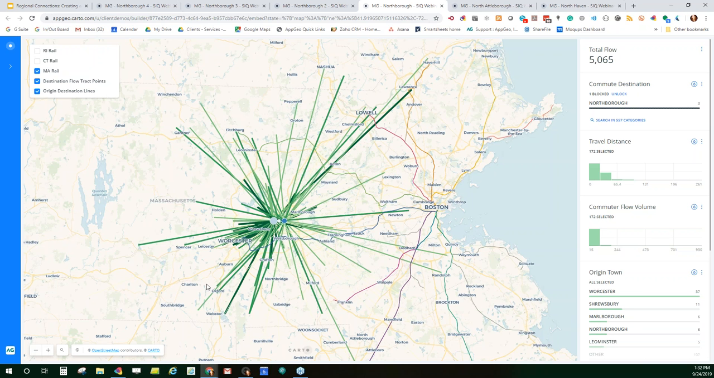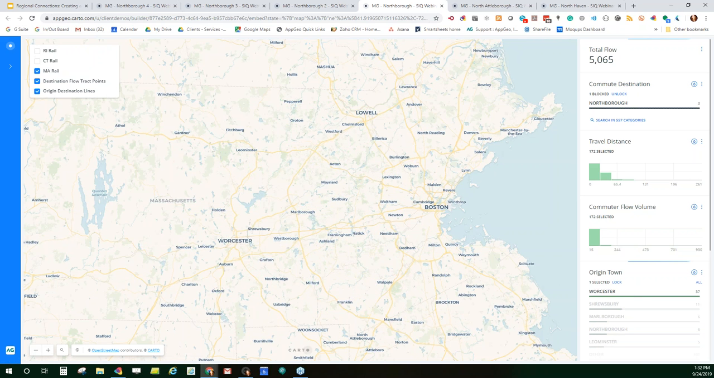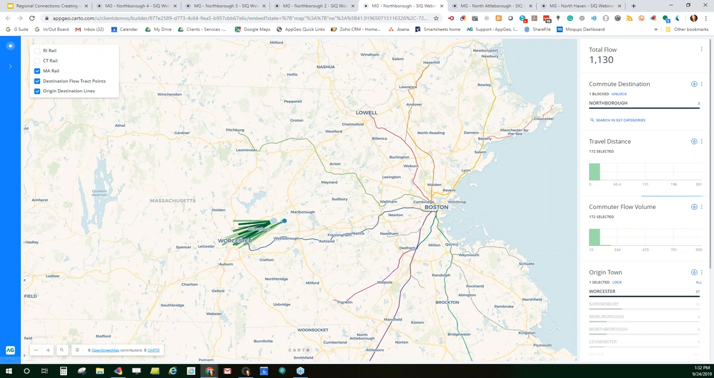But let's look more at the origin towns. We can see in the visual here that there are many commuter flow lines originating from Worcester. But this origin town filter here can also show us that. So let's apply a filter on Worcester. All right, we can see that the total flow of commuters coming from Worcester going to Northborough is 1,130 people, which is approximately 22% of all commuters to Northborough.